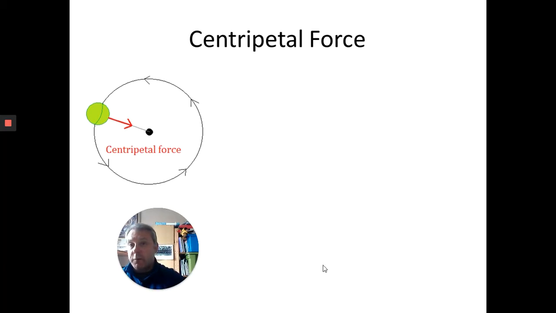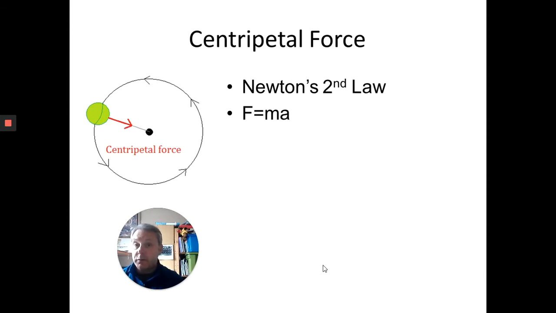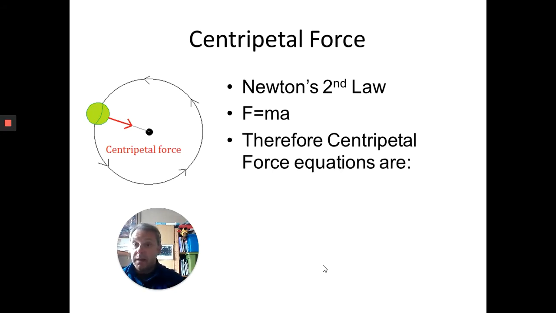So when a resultant force acts, from Newton's second law, resultant force is equal to mass times acceleration. And we saw in the previous video that acceleration is equal to v squared over r, and therefore the centripetal force equation is mv squared over r, and also mr omega squared. Remember, r omega squared was the second formula for centripetal acceleration.